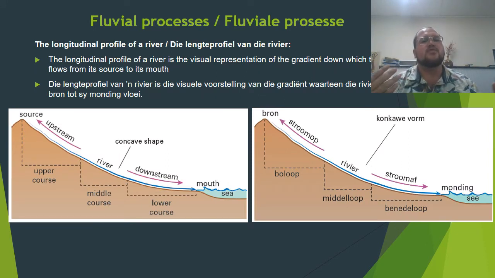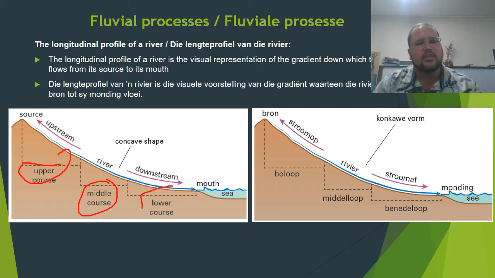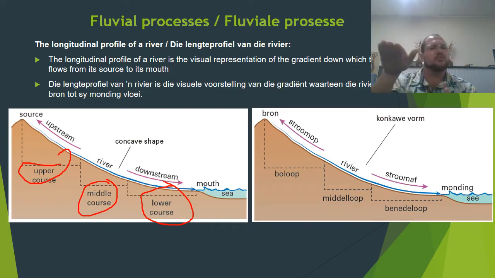Let's look at the fluvial processes, the longitudinal profile of a river. What is a longitudinal profile? That means a side view of the whole river. So what we're looking at here, and this is also something we've discussed briefly in grade 10, we're looking at the upper course, the middle course, and the lower course of a river. Now, in the upper, middle, and lower course, we have two different types of erosion. We have vertical erosion and horizontal erosion.